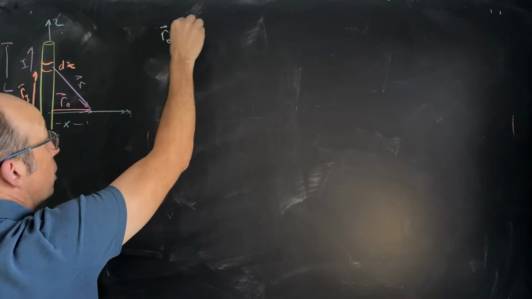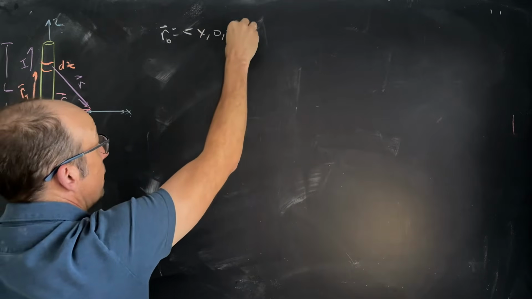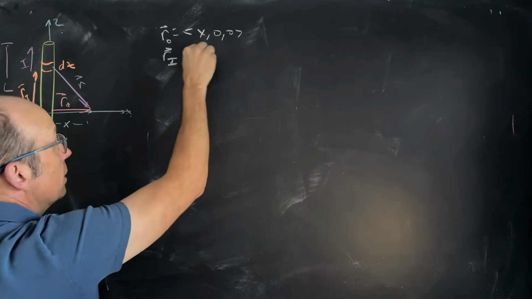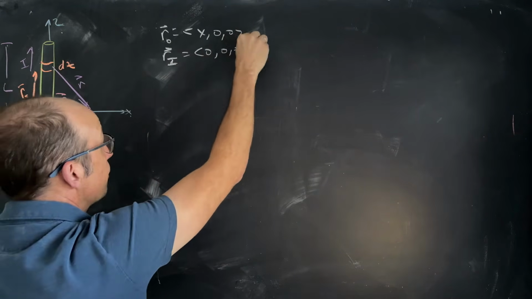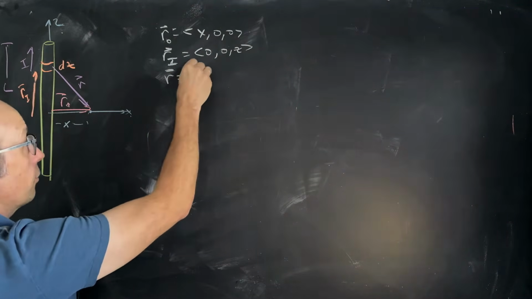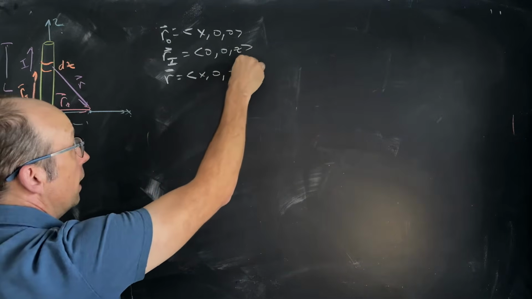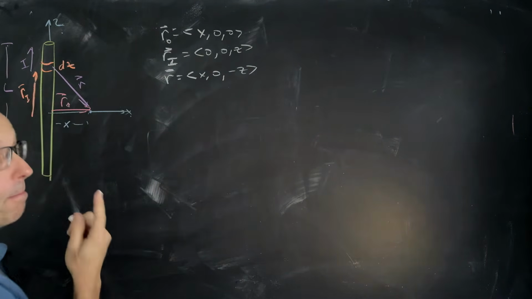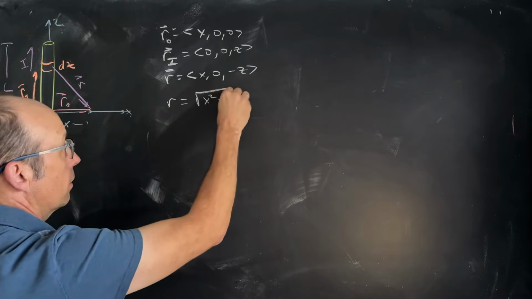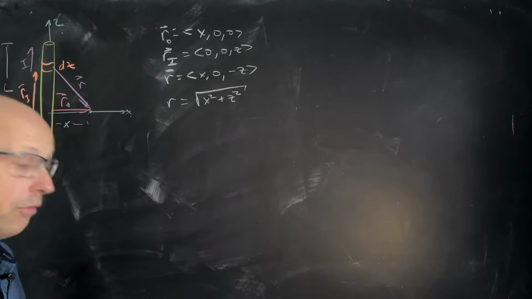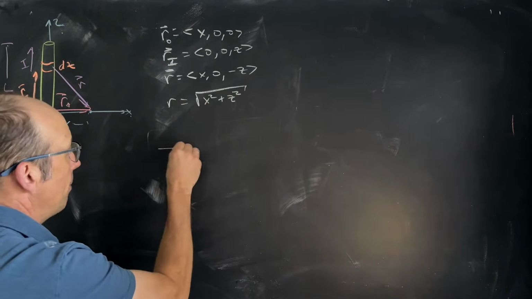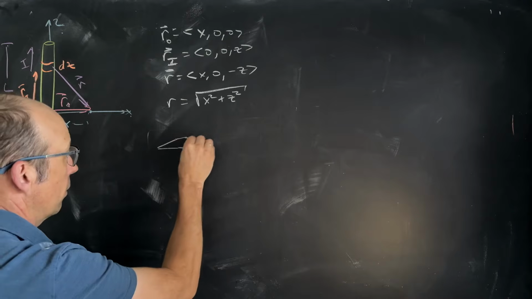Let's write down expressions for those. r_o is just going to be, in this case, x, 0, 0. It's on the x-axis. r_i is on the z-axis, so it's 0, 0, z. R is going to be r_o minus r_i, so it's x, 0, negative z. Now I'm going to need the magnitude of R. Well, that's pretty easy: the square root of x squared plus z squared. Great. Okay, what do we need next? We need that J dV. Imagine that my wire is square.